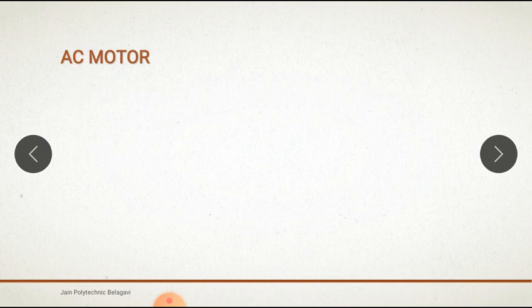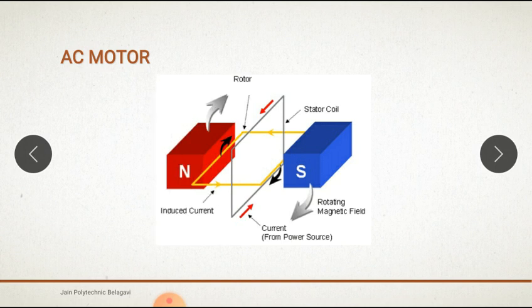First we will know what is meant by AC motors. Motors which convert alternating current energy into mechanical energy are known as AC motors. This is the diagram of an AC motor.